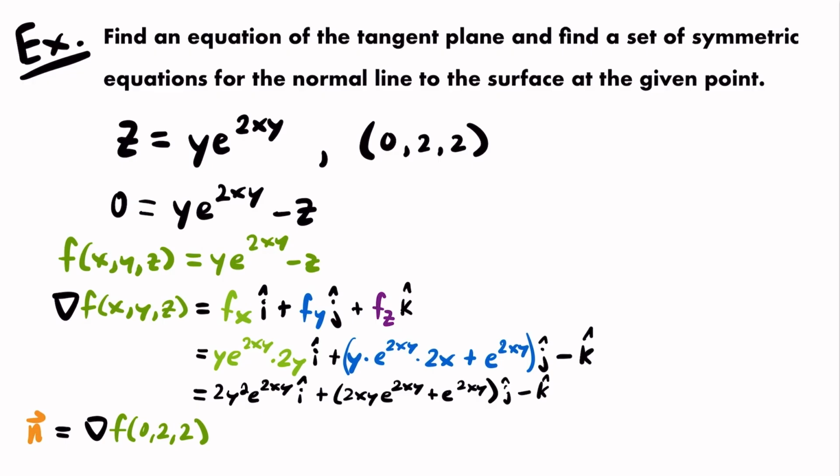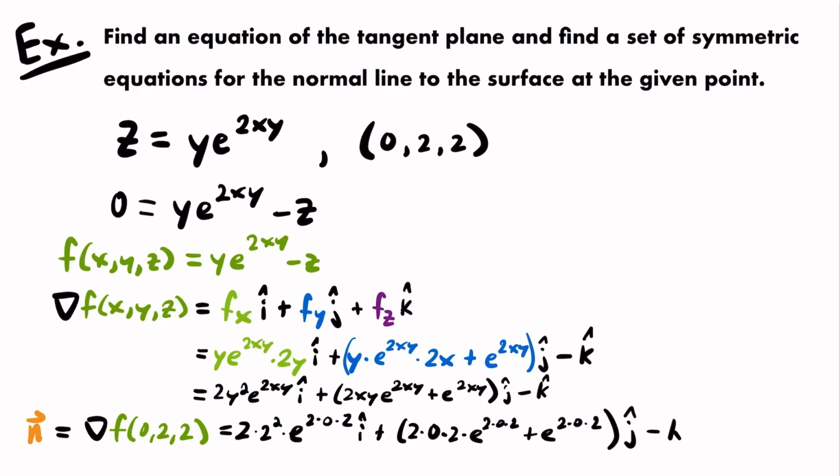So we'll plug in 0 for x, 2 for y, and 2 for z, which there are no z's. So really you just have to worry about plugging in 0 for x and 2 for y. So this will be equal to 2 times y squared, which is 2 squared, times e to the power of 2 times 0 times 2, and that's multiplied by i, plus 2 times 0 times 2 times e to the power of 2 times 0 times 2, plus e to the power of 2 times 0 times 2, times j minus k.